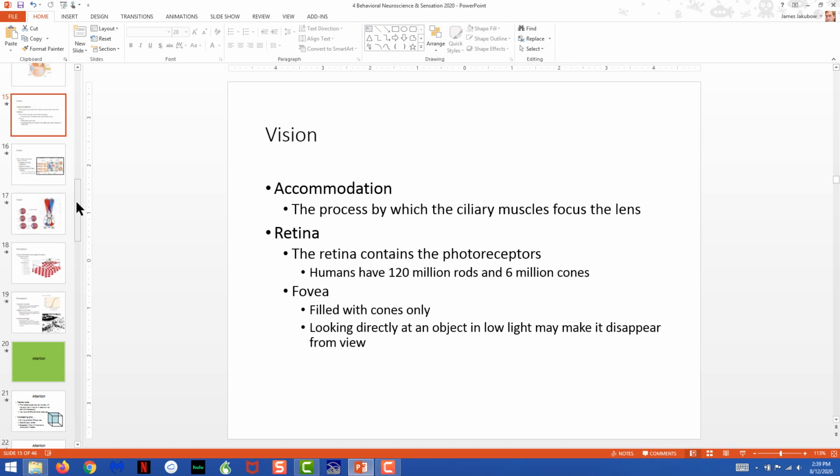However, if you look slightly away from it and focus the light of the star onto one of the rods, then you'll experience it. And it's one of those odd things that as soon as you see it, then you go back and look at it, and of course it disappears, but then you look away from it, and then it's there again.